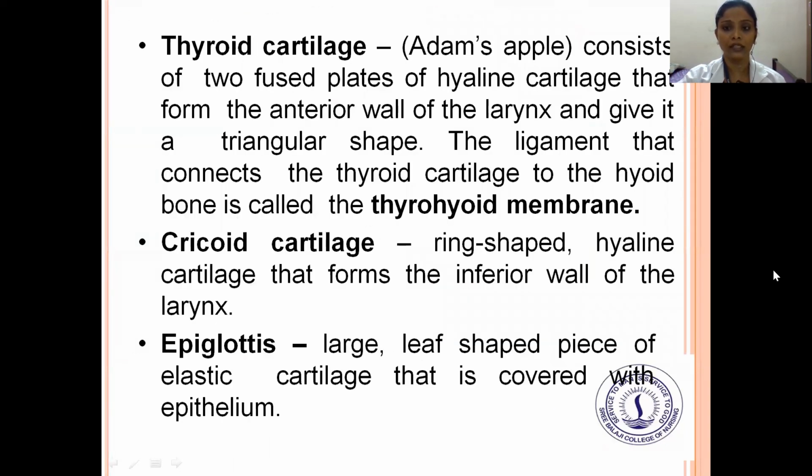And thyroid cartilage. Thyroid cartilage consists of 2 fused plates of hyaline cartilage that form the anterior wall of the larynx and give it a triangular shape. The ligament that connects the thyroid cartilage to the hyoid bone is called the thyrohyoid membrane. Cricoid cartilage is the ring-shaped hyaline cartilage that forms the inferior wall of the larynx. The epiglottis is a large leaf-shaped piece of elastic cartilage covered with epithelium.